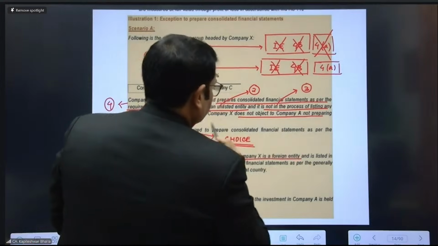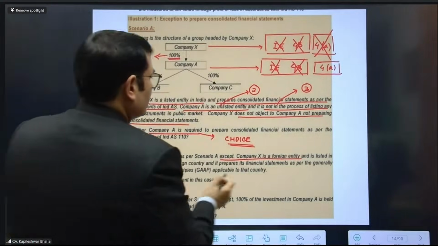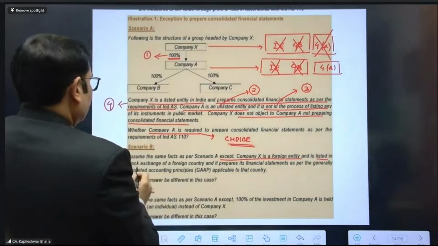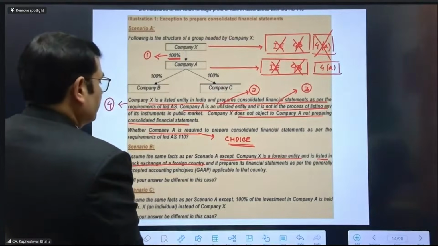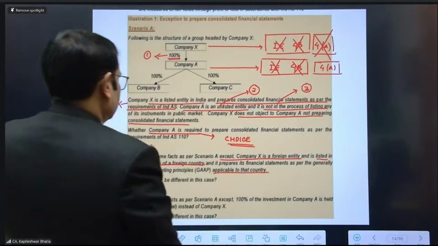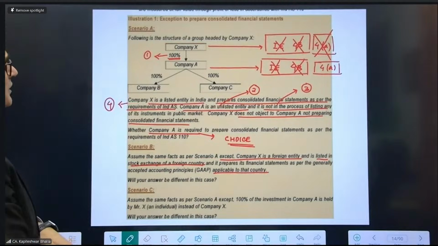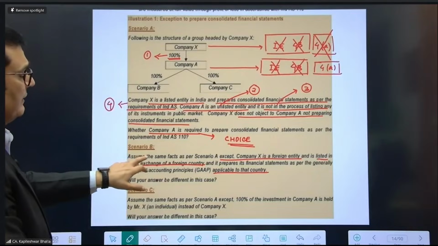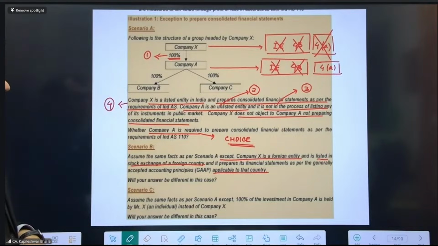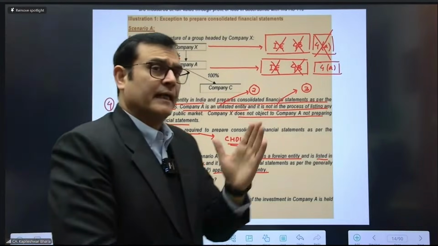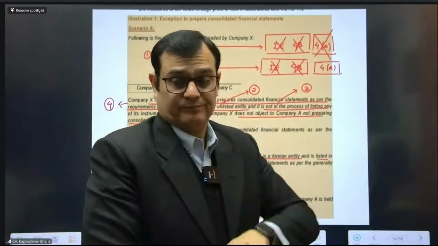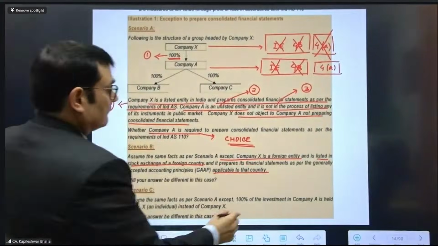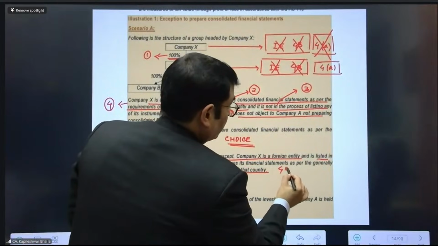Company X is listed on a stock exchange of a foreign country and prepares the financial statements applicable to that country. So, will any of the conditions fail? If company X is a foreign company presenting financial statements as per the GAAP of that country, will any condition fail in this case? Yes, the fourth condition will fail.